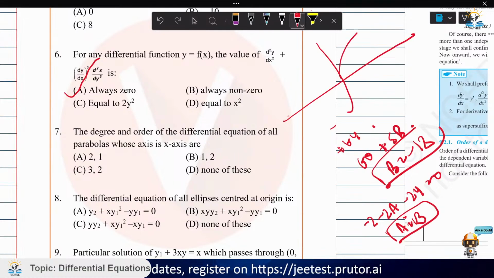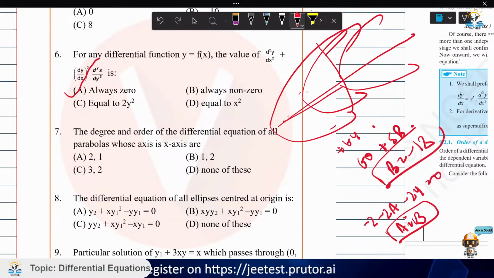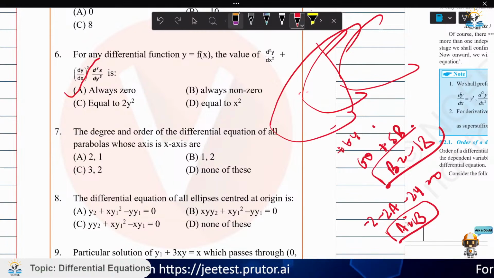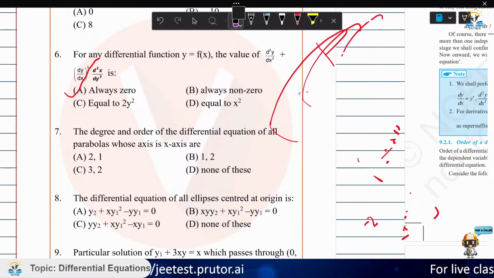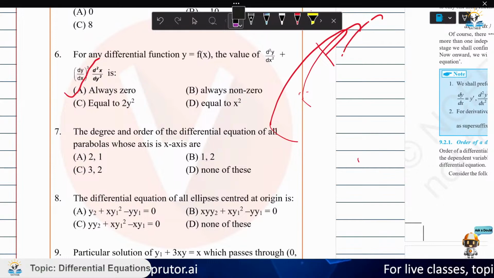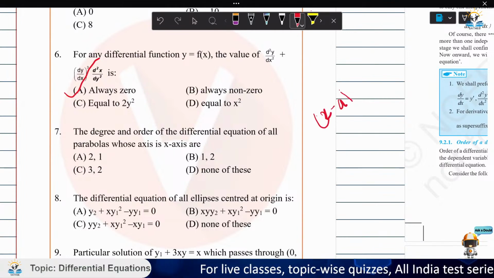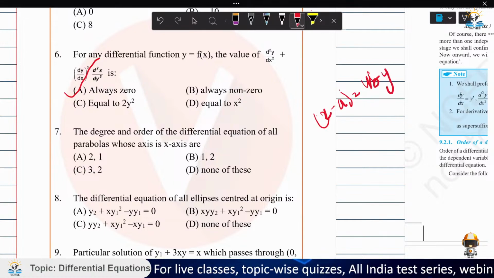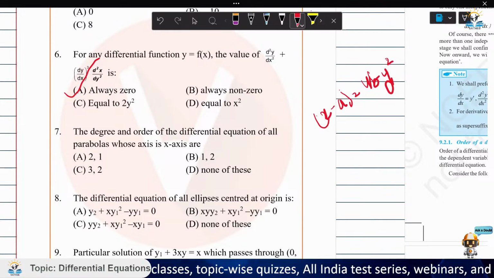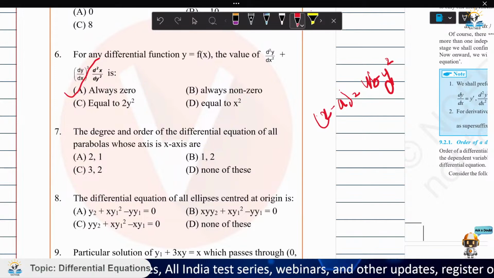So the axis of a parabola is this, right? So it is an axis is this. So what would the parabola's family look like? You get what we mean by axis here, right? Okay, so it would look like this. This is what the equation would look like, of all the parabolas which are having their axis as the x axis.